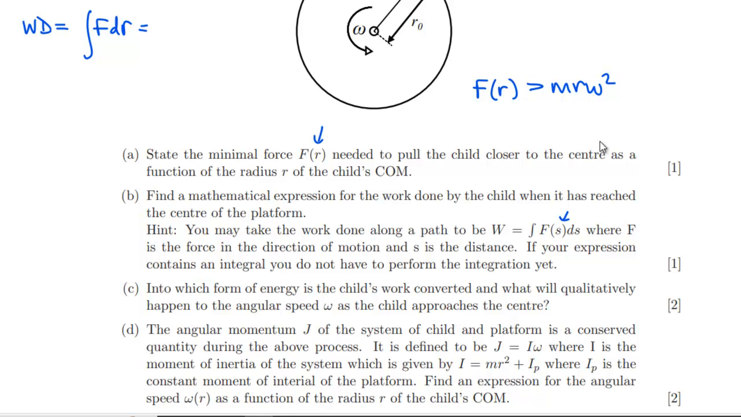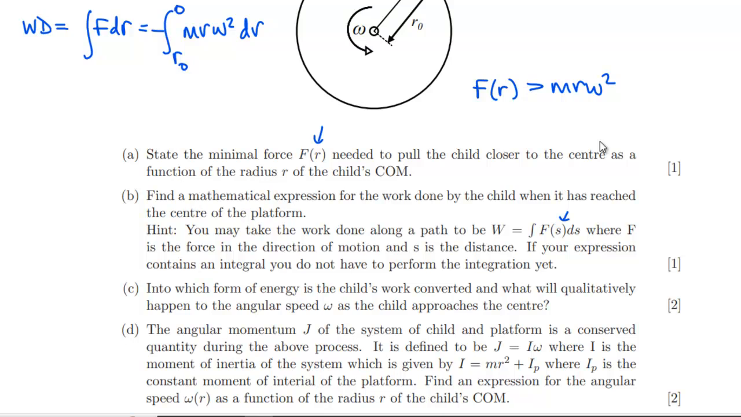So that is going to be the integral from r0, where it starts, to the end of mr omega squared dr. But of course, with this, we're measuring R going outwards, we're coming inwards, we have to have a negative. So, yep, so that's fine.